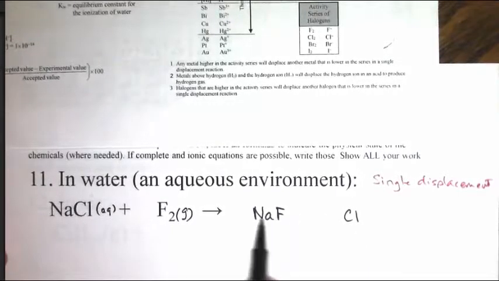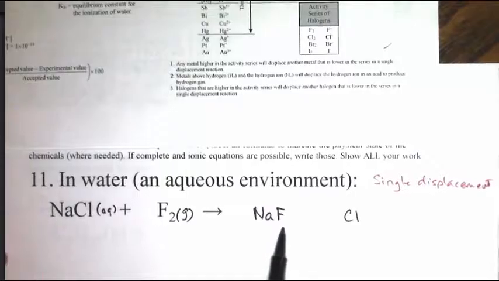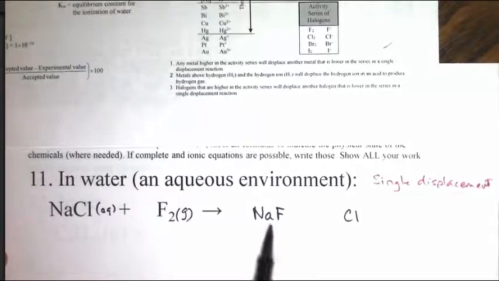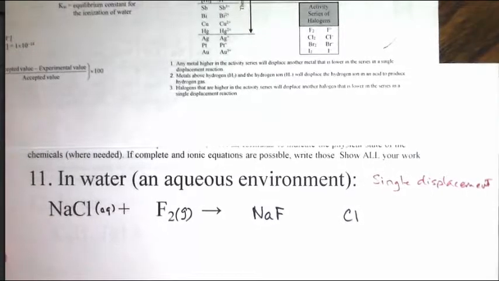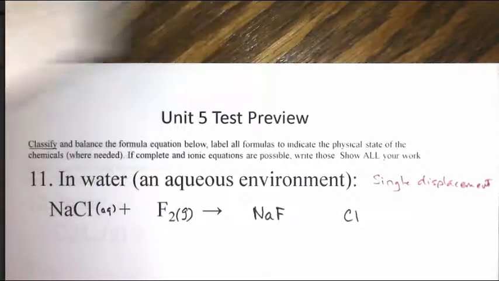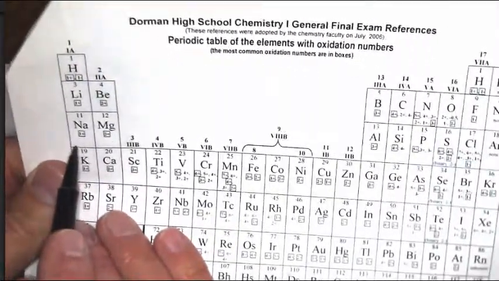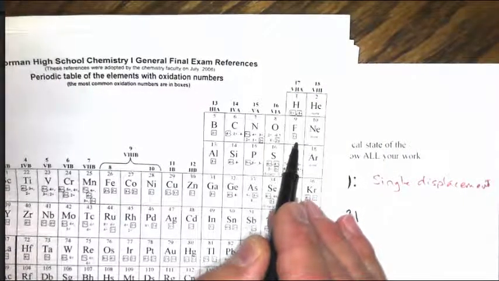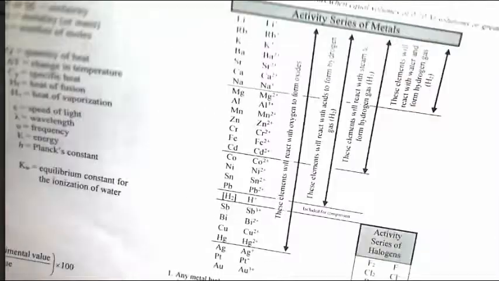Let's determine physical states here. What's the physical state of this? Well, first of all, is it balanced? We need to figure that out too. It is balanced. How do you know? Okay. Na has a 1+ charge. Fluorine has a 1 negative charge. You can find the 1 negative charge in the fluorine on the activity series.